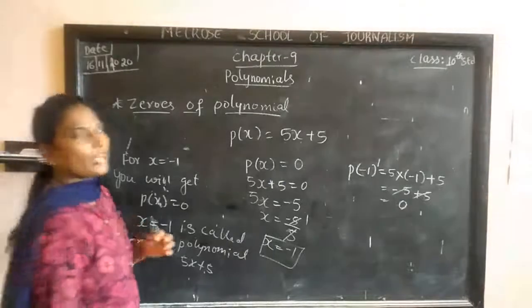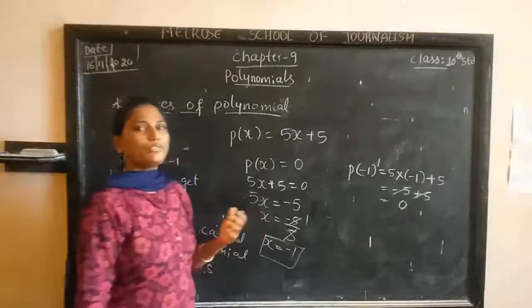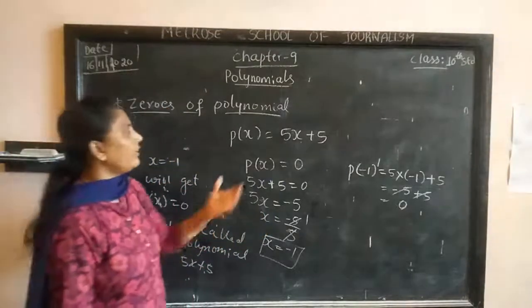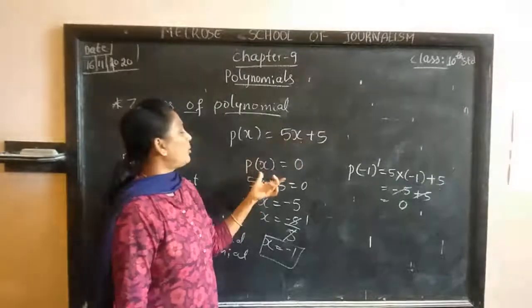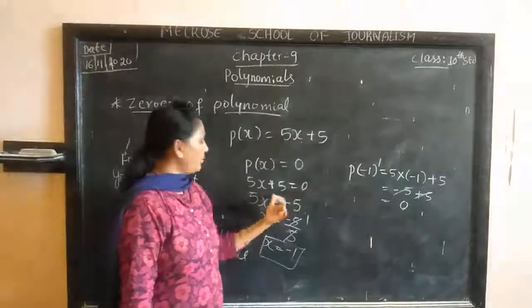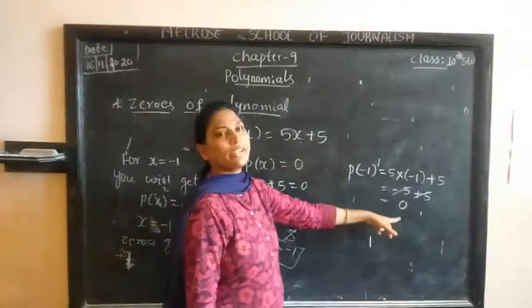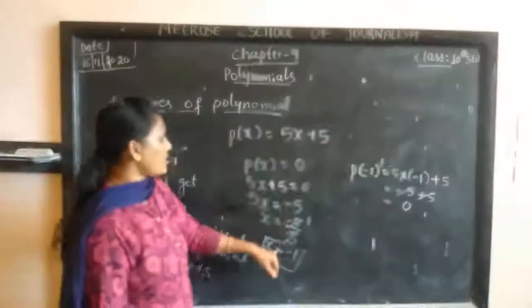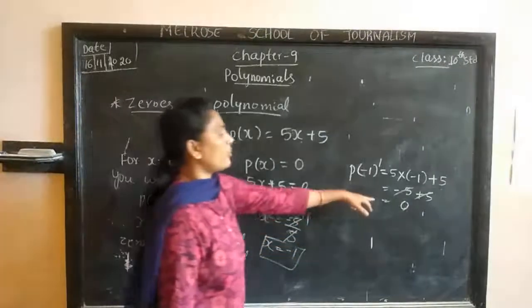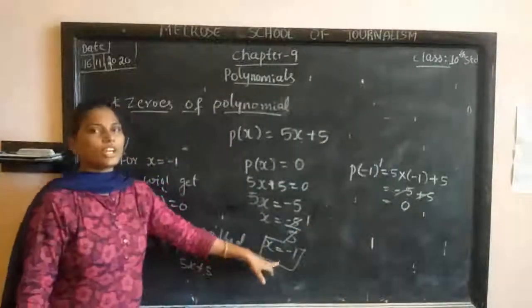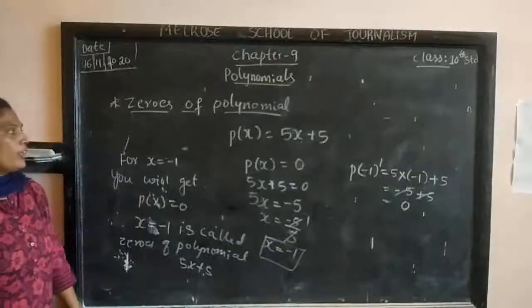Clear? How to get the zeros of the polynomial? First, equate the given polynomial with 0. You will get the x value. Now substitute this x value in the given polynomial, you will get 0. So for whatever value of x you get the polynomial as 0, that is called the zero of the polynomial.